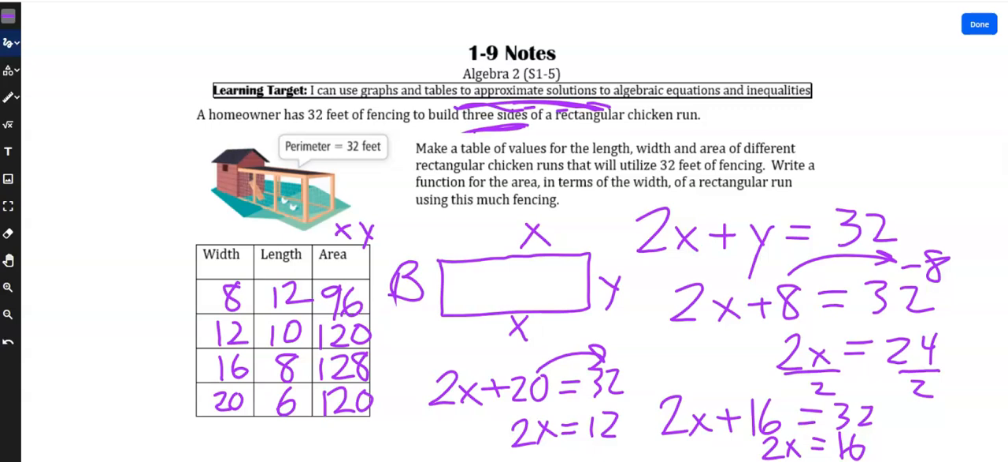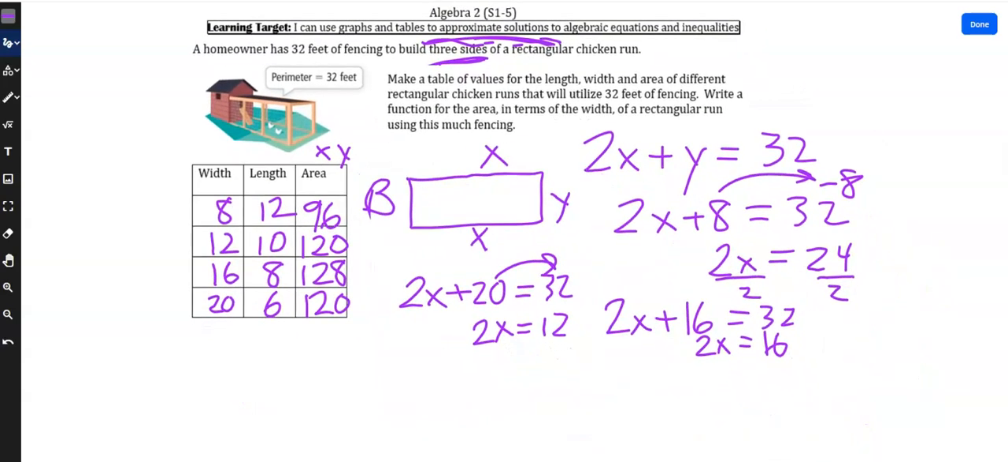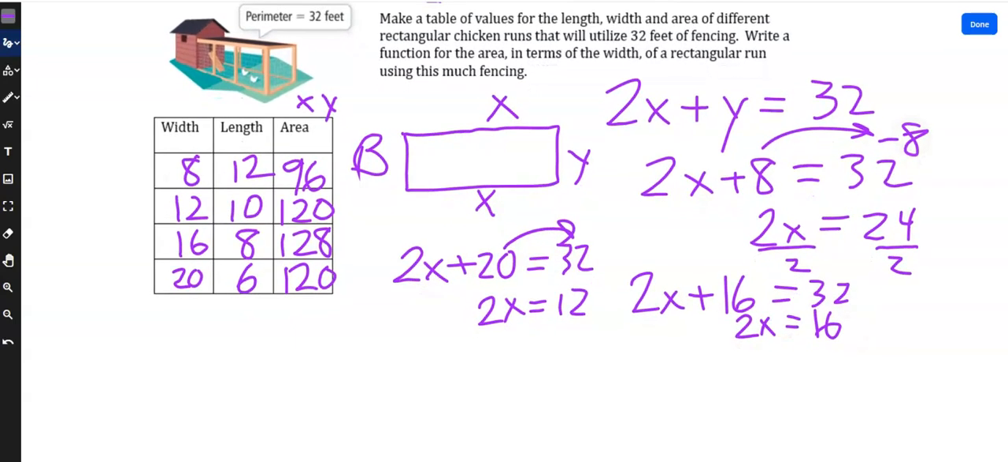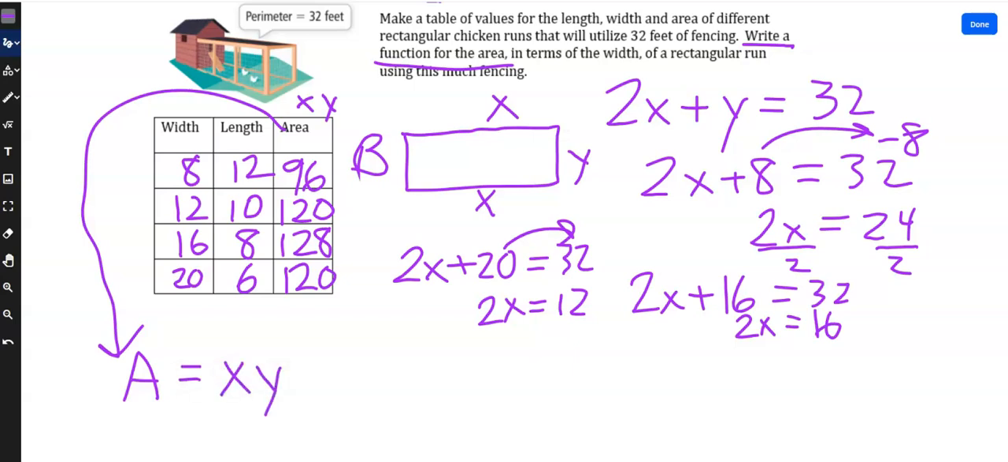Write a function for the area in terms of the width. Okay. So in other words, the width here is y. They want me to solve for y, and they want that function to be using area. Ooh, okay. So algebraically, we have area equals x times y.